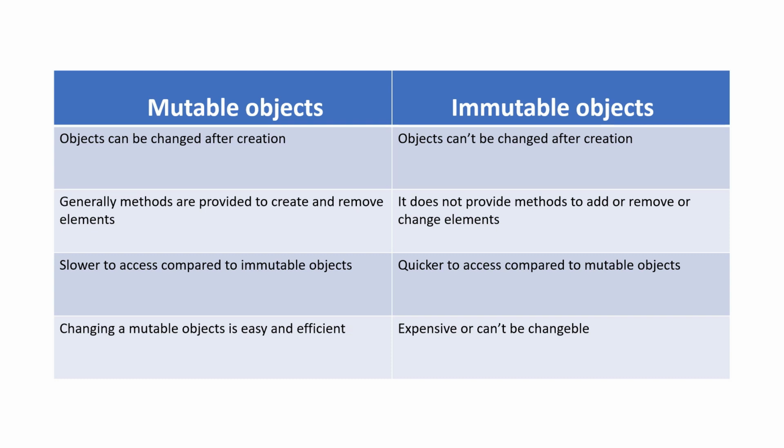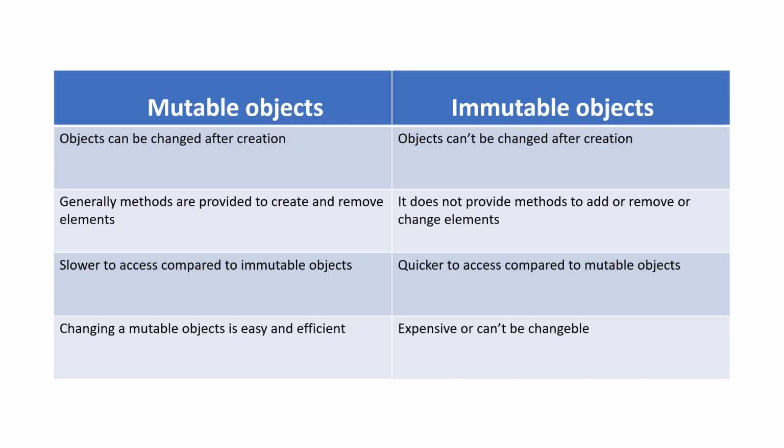Mutable and immutable purely depend on the data type. Whichever data type we are using, mutable or immutable is identified based on the data type only. List is an example of a mutable object. String is an example of an immutable. I am just trying to compare them. Mutable means it is changeable. Immutable means it can't be changed.